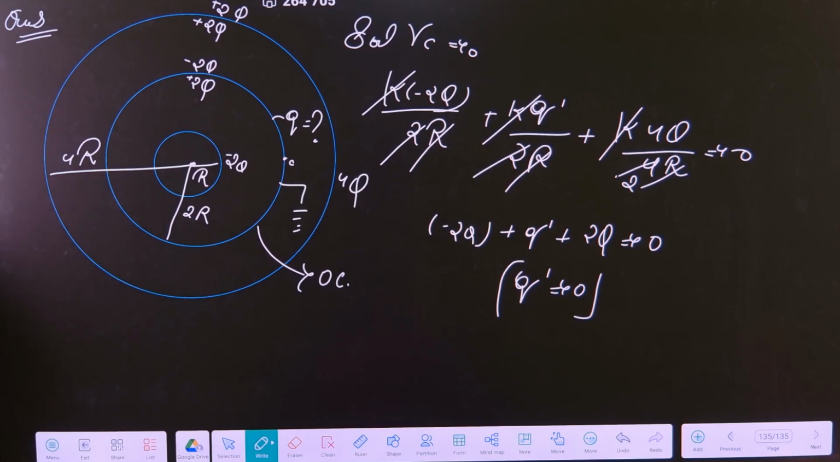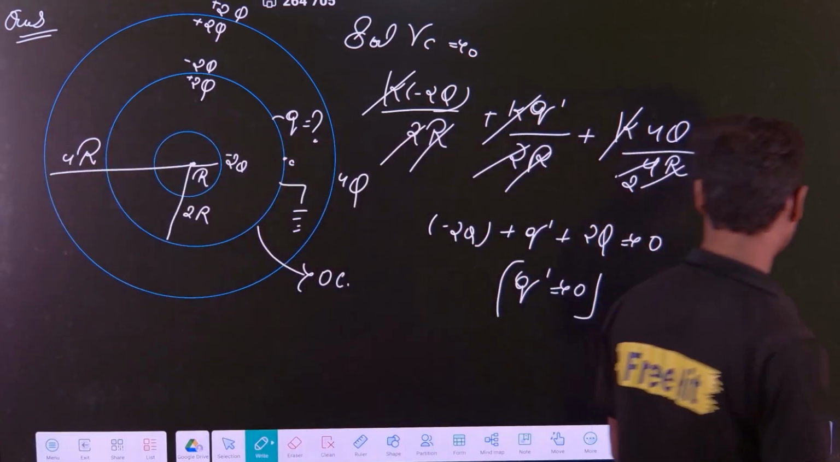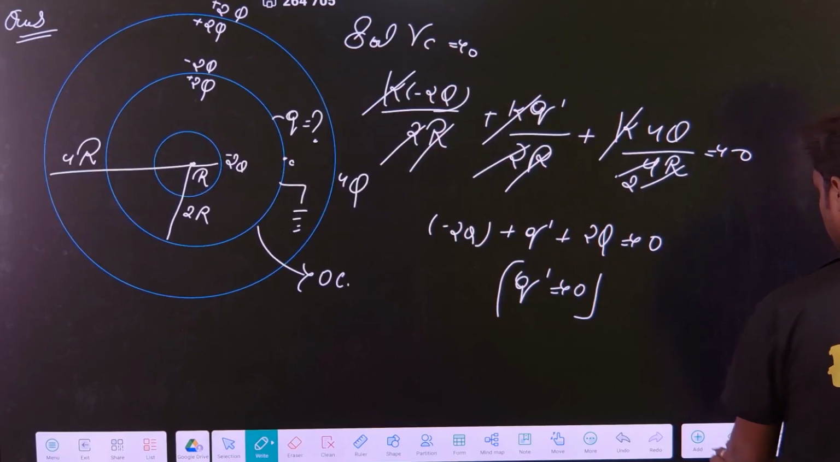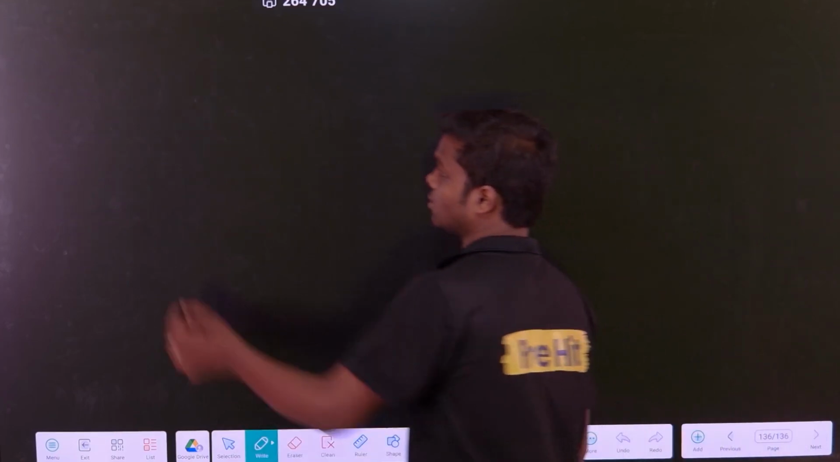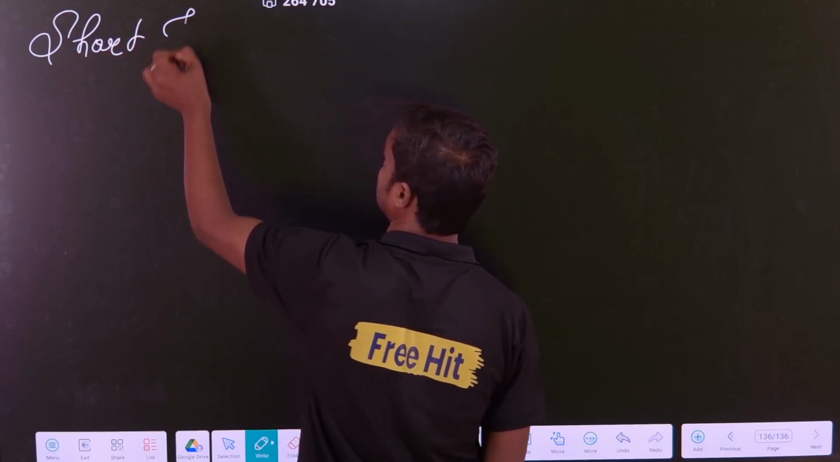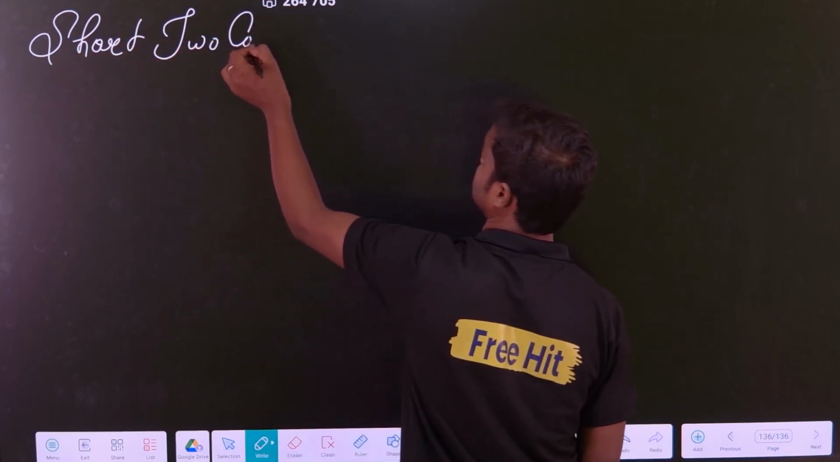Anyone have a doubt? You can tell. Clear? And there is one small concept we are left with. Let me tell you that concept also. Shorting two conductors.